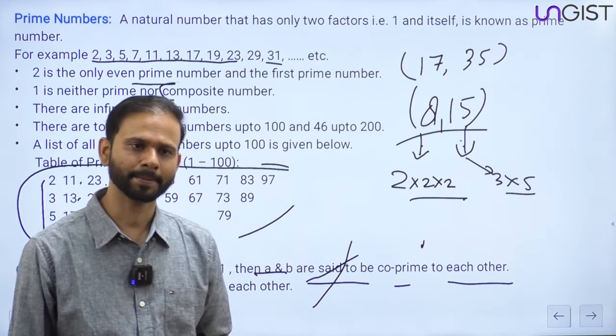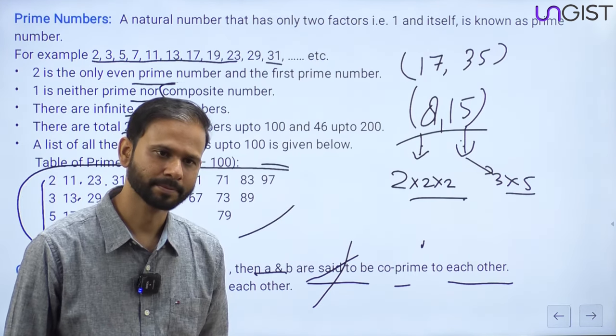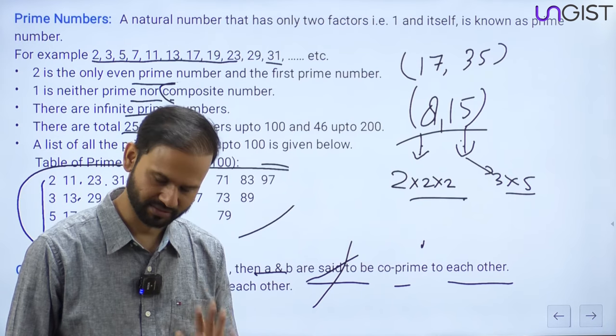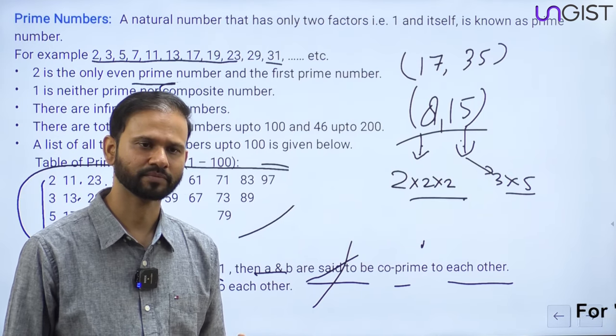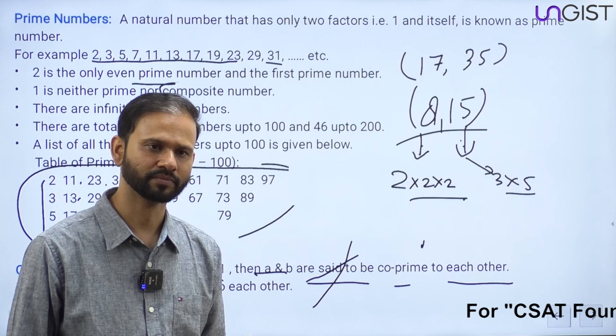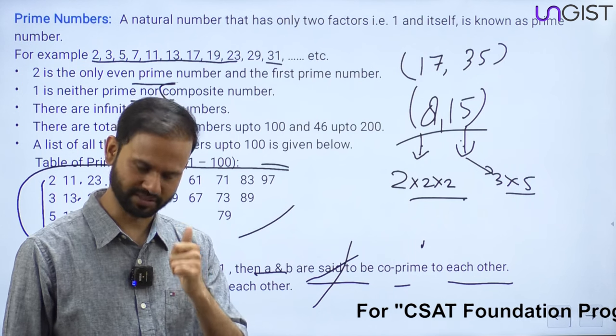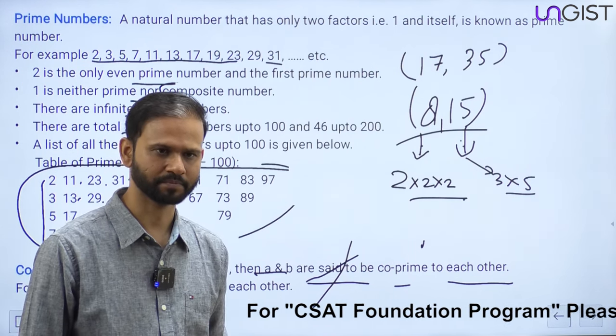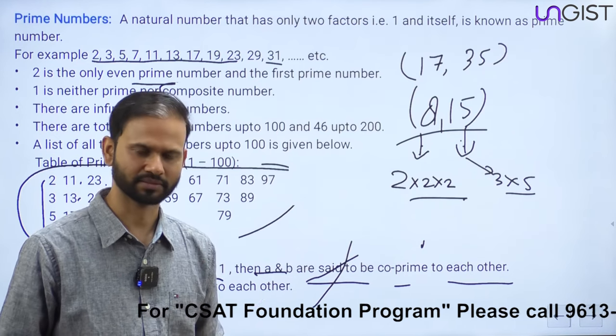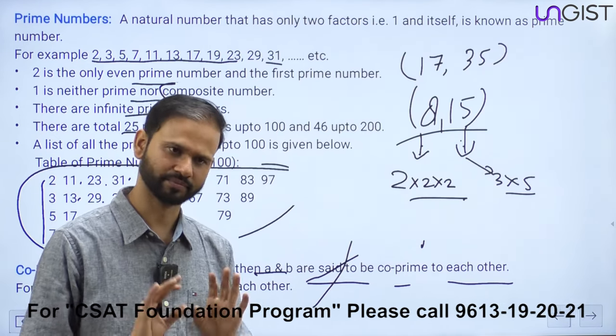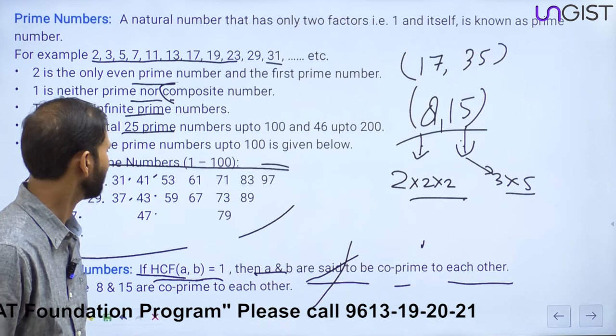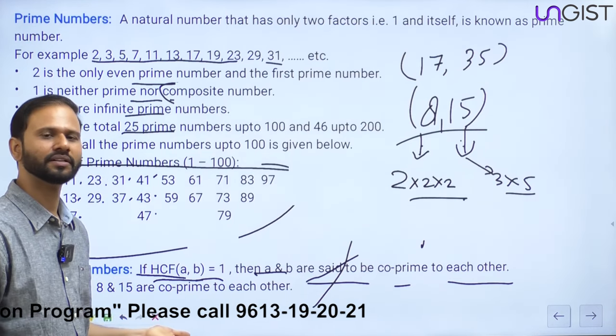Two composite numbers can be co-prime to each other. Yes, that is one. Correct, very correct. Apart from these definitions. Understood? Okay, good. After that, guys.